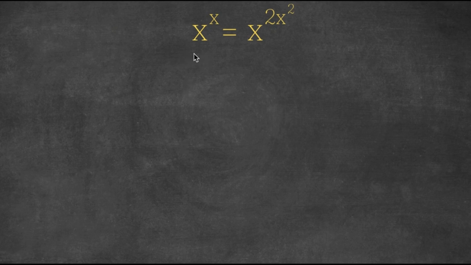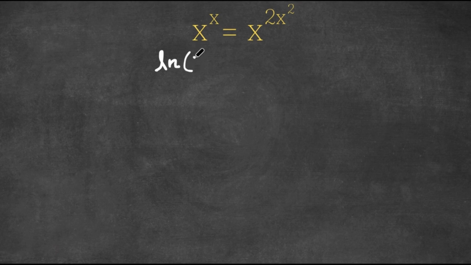In today's video, I'm going to be teaching you guys how to solve this exponential problem. So we have x to the power of x is equal to x to the power of 2x squared. Now what I'm first going to do is I'm going to take the natural log on both sides.